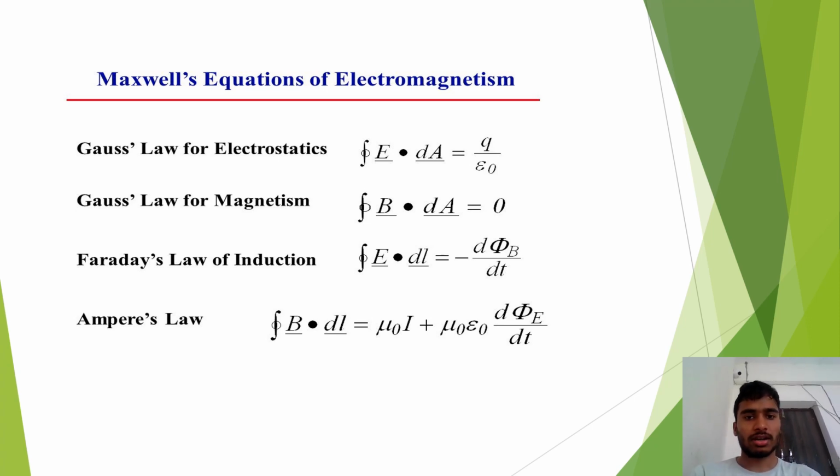Maxwell's laws of electromagnetism. Gauss's law for electrostatics: E dot dA = Q / epsilon naught. Gauss's law for magnetism: B dot dA = 0. Faraday's law of induction: E dot dl = minus d phi B by dt. Ampere's law: B dot dl = mu naught I plus mu naught epsilon naught d phi E by dt.